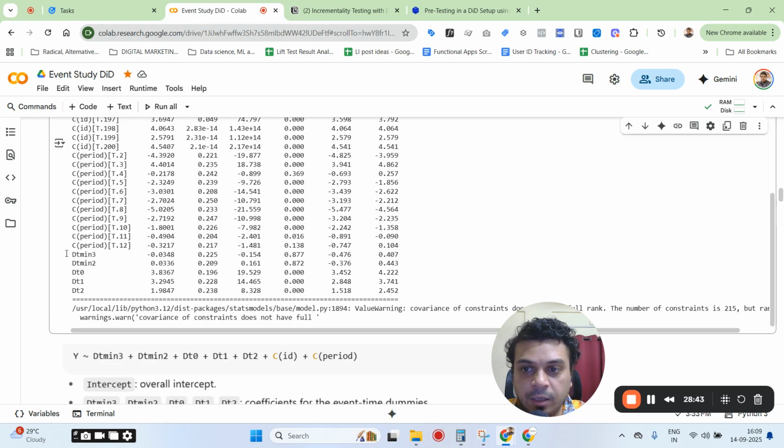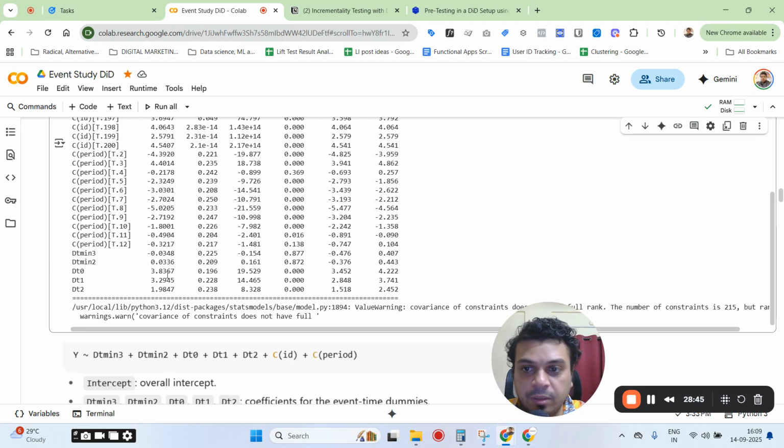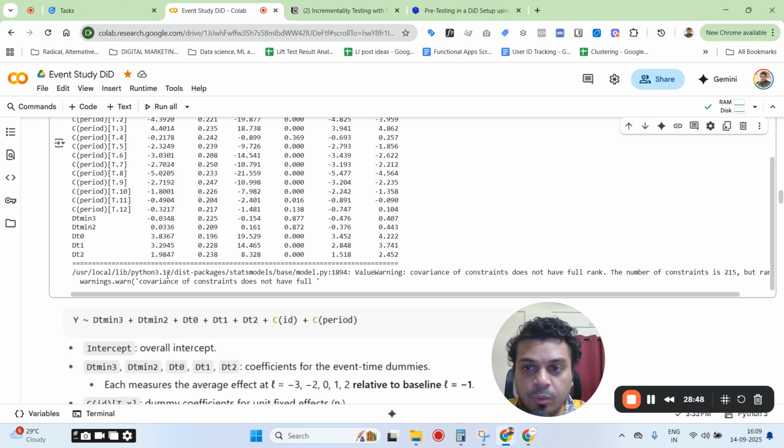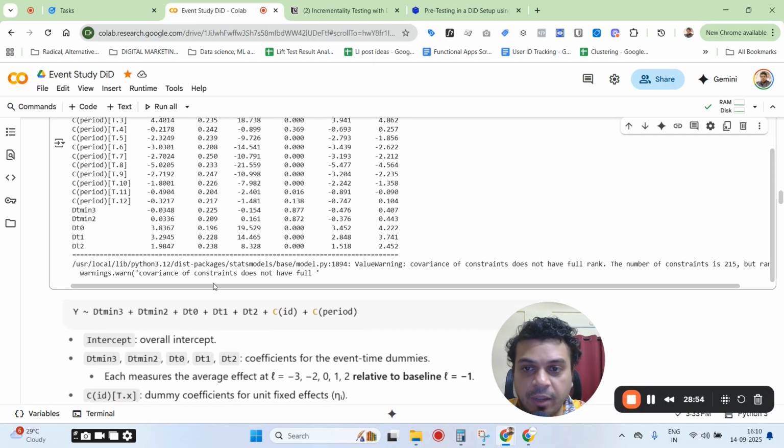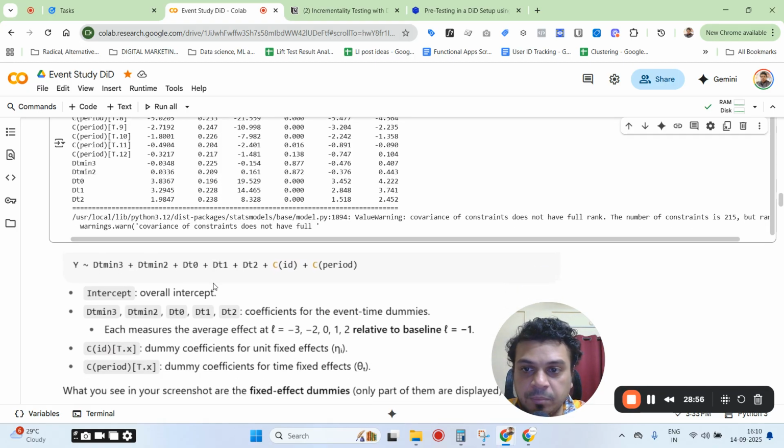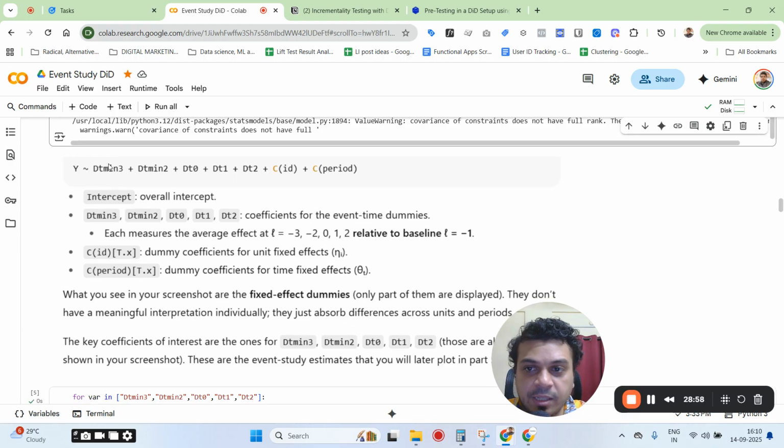So anyway, this is what the regression really looks like: dmin 3 plus dmin 2 plus dt3. These are your unit effects, which are based on your event time lags. And these are your dummy coefficients for unit fixed effects. These are your unit fixed effects.